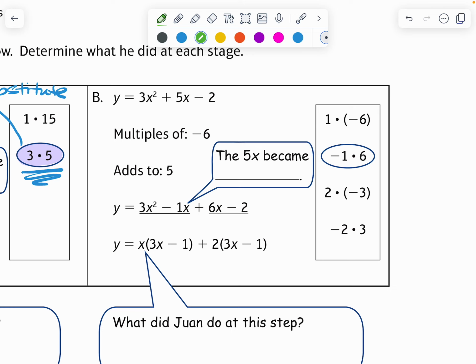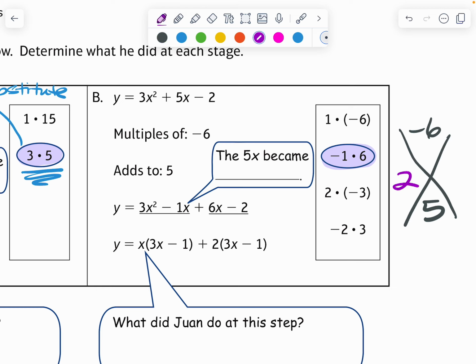Okay, we're going to find the numbers that multiply to -6 and add to 5. This is how I would do it with a pen. I would make my x. They would multiply to -6 and add to 5. So this is just kind of how, instead of using a box, I would organize it.